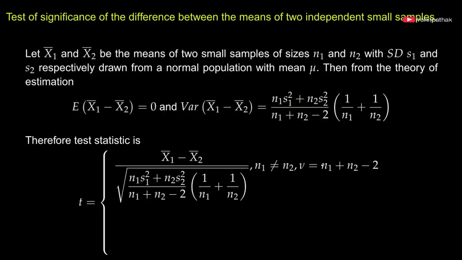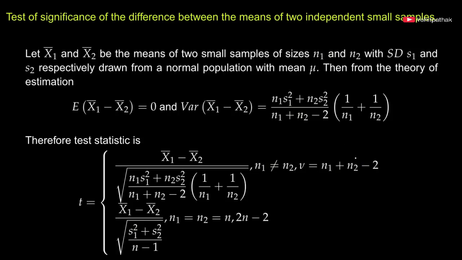If n1 is not equal to n2, then the total degrees of freedom will be n1 plus n2 minus 2, because we have n1 minus 1 degrees of freedom when we calculate s1 square, and another n2 minus 1 degrees of freedom when we calculate s2 square. So total degrees of freedom will be n1 minus 1 plus n2 minus 1. So total is n1 plus n2 minus 2. In case both the samples are of the same size, then this will be the formula.